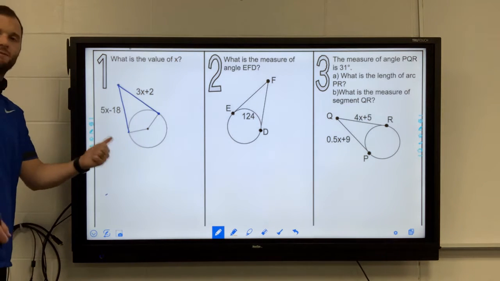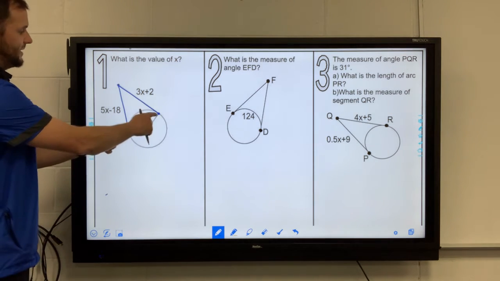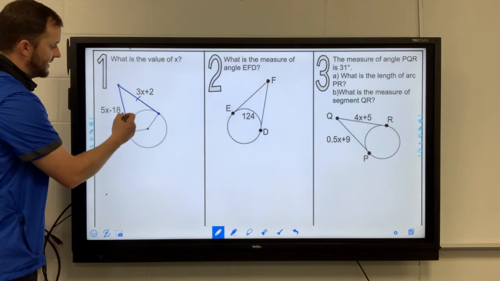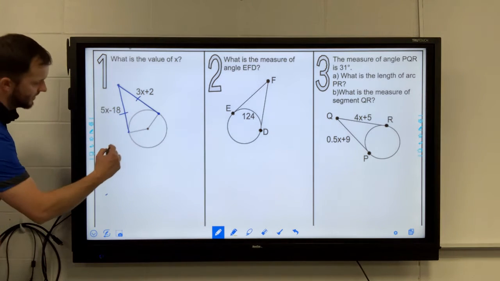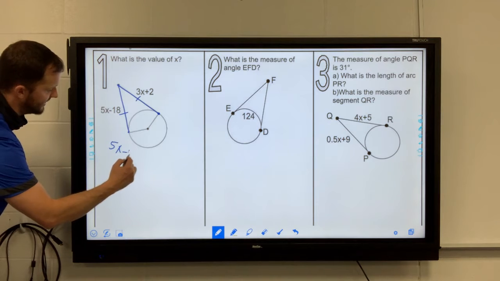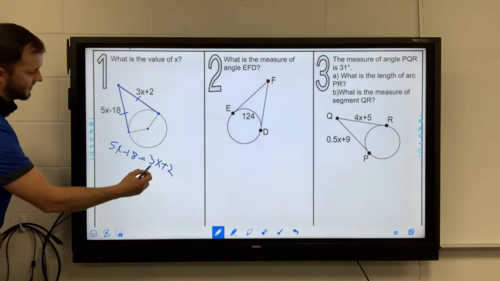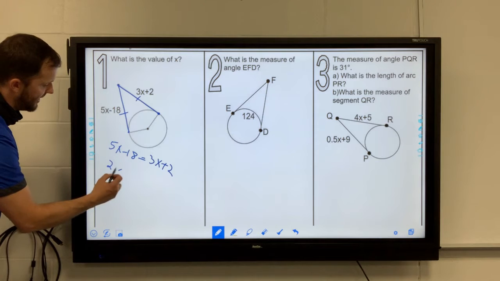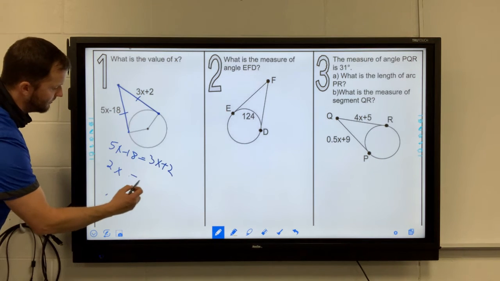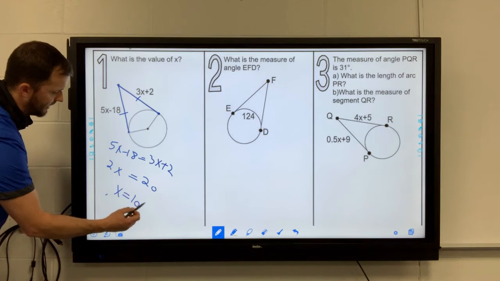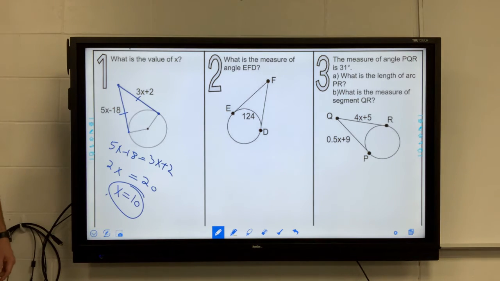Well, I know from my first theorem that if I have two tangent lines intersecting outside of the circle, this line is going to be equal to this line. So that means 5x minus 18 is going to be equal to 3x plus 2. I'm going to subtract 3x, which will give me 2x. I'm going to add 18, which is going to give me 20. I'm going to divide by 2, which is going to give me 10. So that means x is going to be 10.